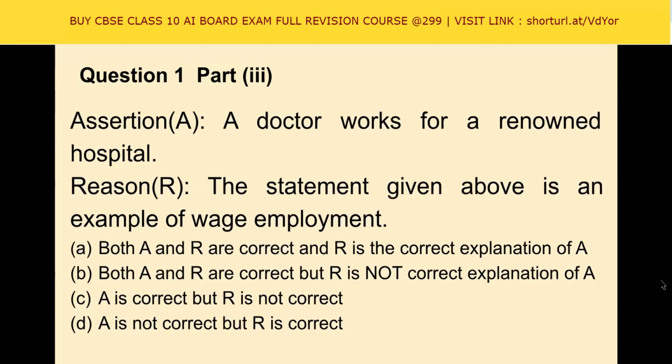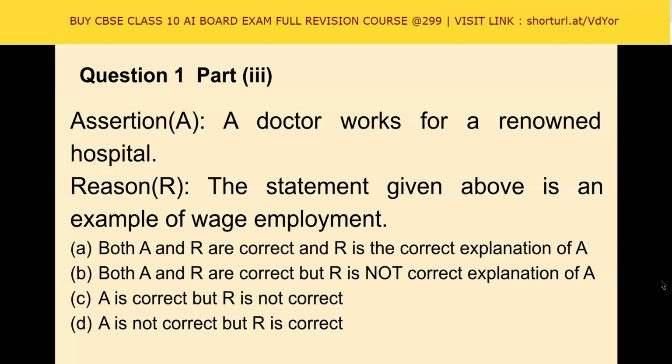Now, a doctor works for a renowned hospital. The third part of this question, and the statement is an example of wage employment. Now here, the options are: both A and R are correct; both A and R are correct, but R is not the correct explanation; A is correct but R is not correct; and A is not correct but R is correct. Basically, this is very simple. A doctor works in a renowned hospital, so obviously it is an example of wage employment, right?